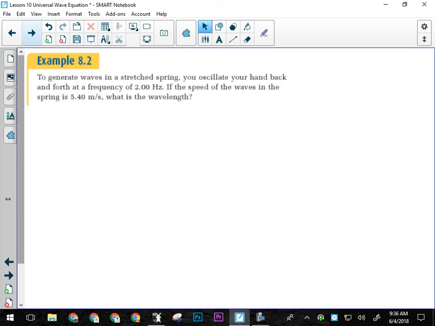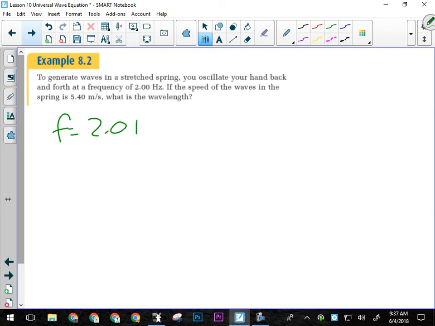All right. So we'll have a look at this one here first. If I want to generate waves in a stretched spring, we oscillate our hand back and forth at a frequency of 2 hertz. Basically, I'm going to do this probably tomorrow or the day after, we'll take our slinkies out and make waves. So you oscillate your hand back and forth with a frequency of 2 hertz. So that means you're doing it twice per second. The speed of the waves is 5.40 meters per second. What's the wavelength? All right, so they've given us F, 2.0 hertz, and they've given us V, 5.40 meters per second.